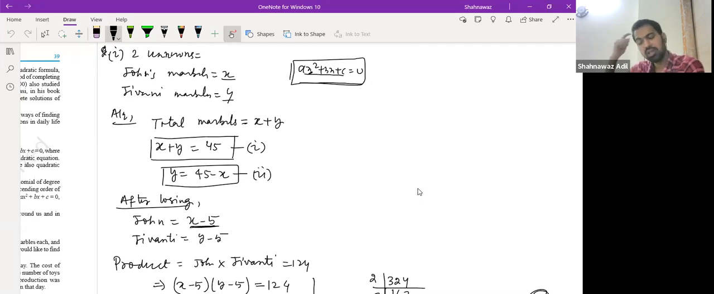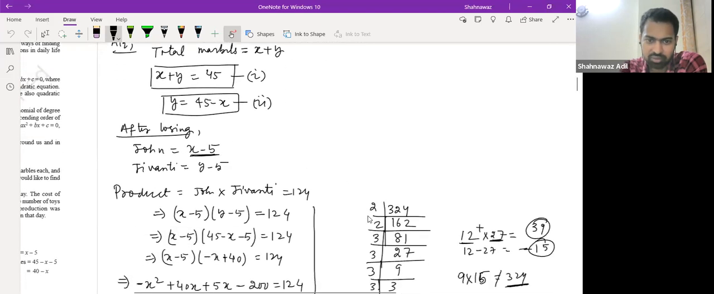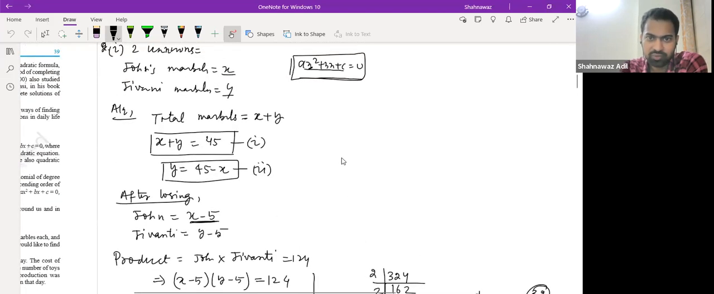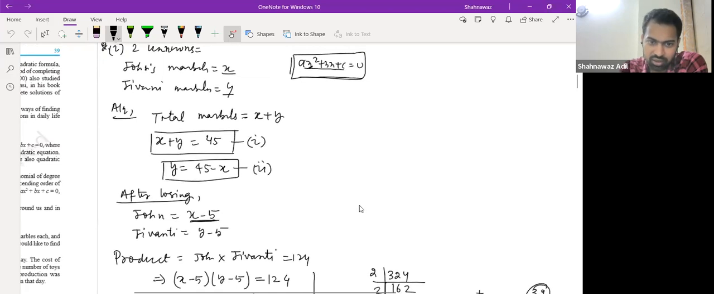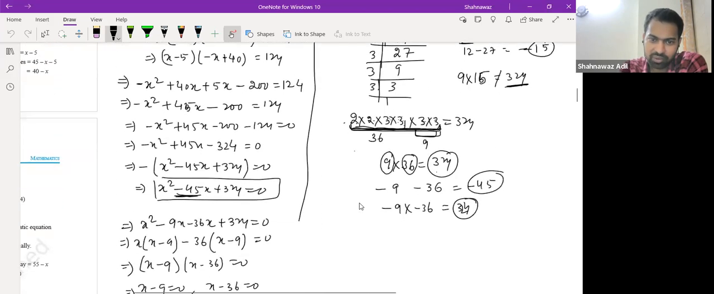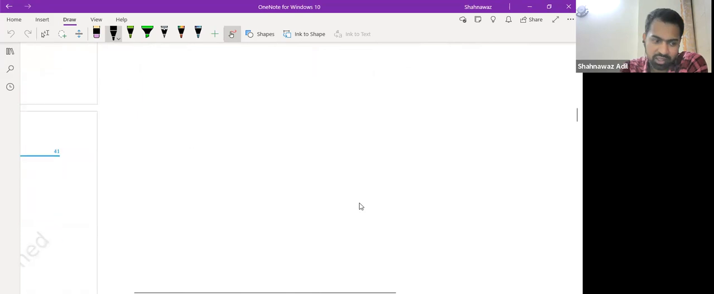There is another method, which is called the quadratic formula. We can use that formula also. Which one is easier, this one or that one? If you know the quadratic formula, then let me write this one.